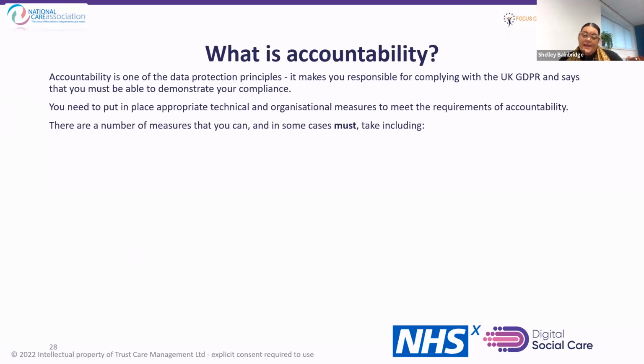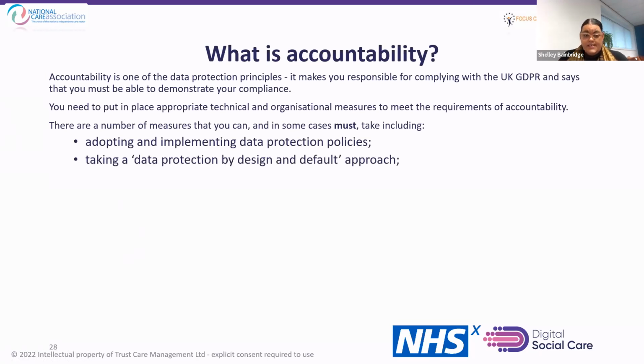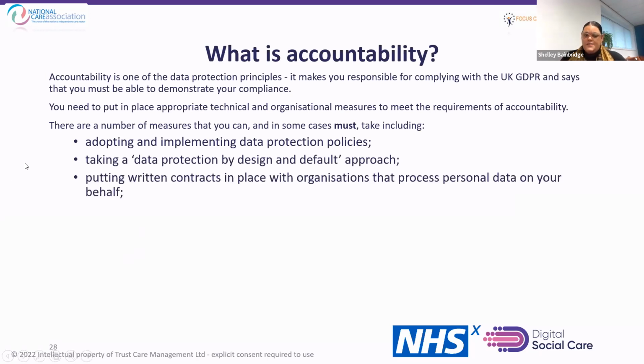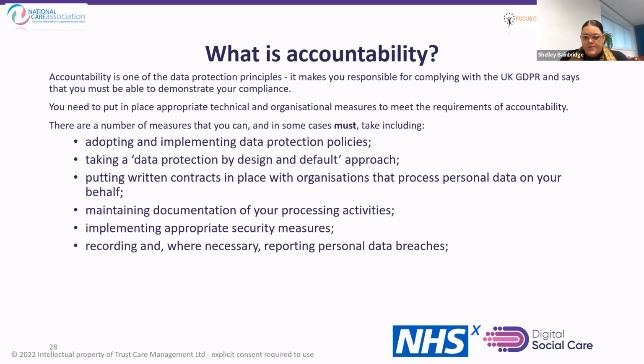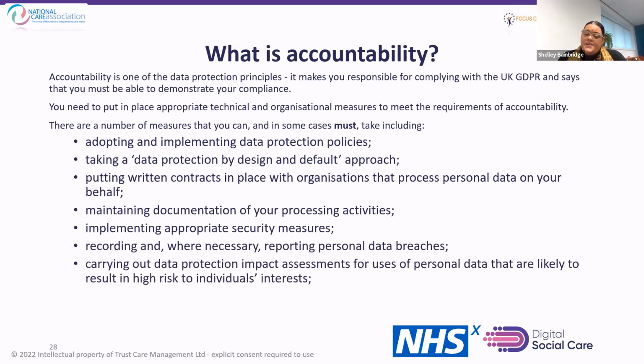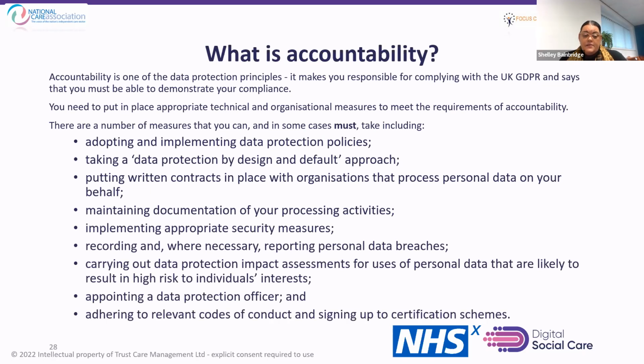There are a number of measures that you can, and in some cases must, take, and these include adopting and implementing data protection policies, taking a data protection by design and default approach, putting written contracts in place with organisations that process personal data on your behalf, maintaining documentation of your processing activities, implementing appropriate security measures, recording and, where necessary, reporting personal data breaches, carrying out data protection impact assessments for uses of personal data that are likely to result in high risk to individuals' interests, appointing a data protection officer, and adhering to the relevant codes of conduct and signing up to the certification scheme.